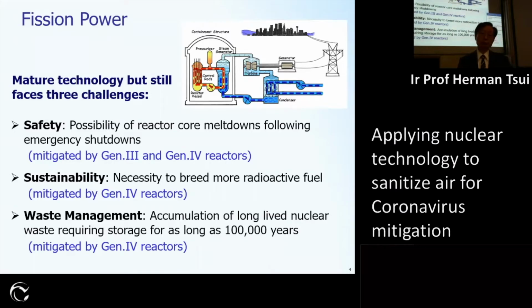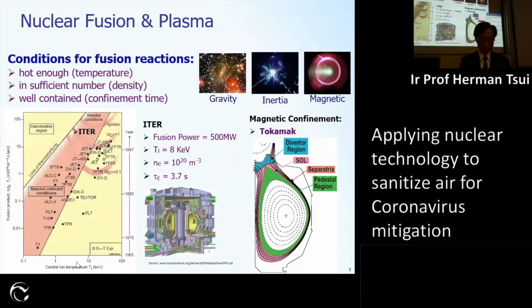Now there comes fusion. Why do we look at fusion? Fusion has a number of advantages. We'll talk about it later. But first, let me introduce what fusion is about. As compared to fission, where we split uranium typically, nuclear fusion involves the amalgamation of two nuclei, like deuterium and tritium. These are the heavier isotopes of hydrogen.